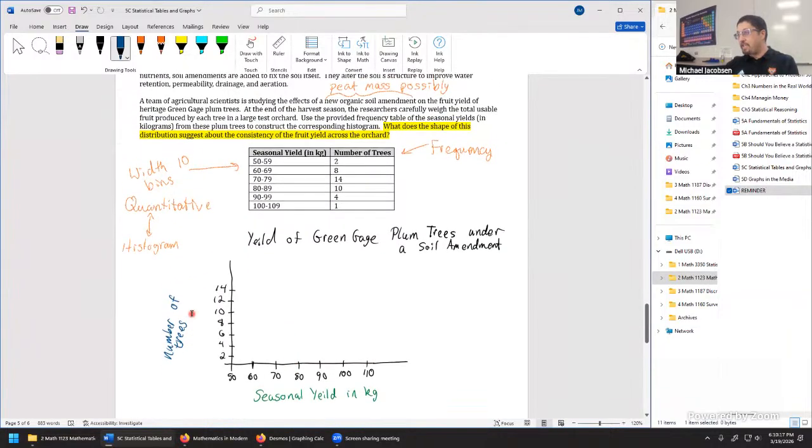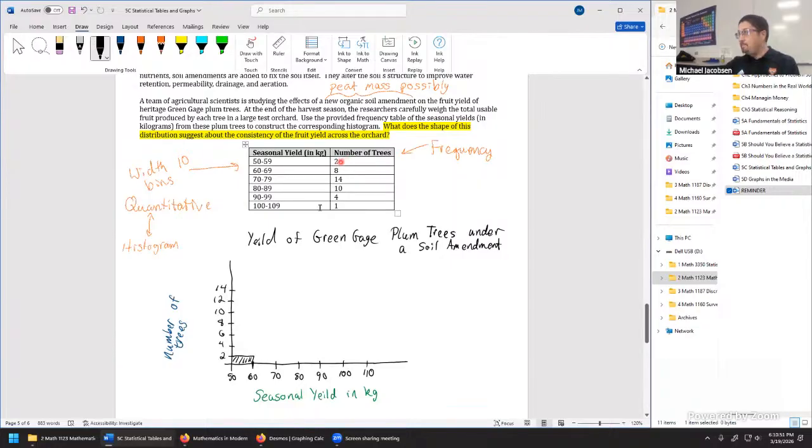And revise to number of trees, just being slightly more descriptive on this display here for the histogram. Then the next thing we do is we just go along every one of these categories. It's almost as if we're creating a bar chart, but the only difference in the histogram is there is no gap between these widths unless data is missing. So on the 50 to 59 kilograms of plums yield, there were 2 trees. So we put a bar that goes like this to start off.